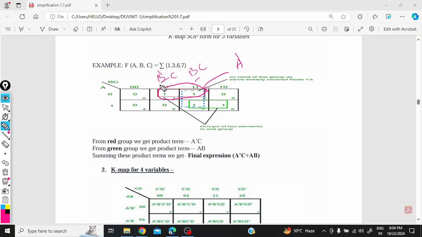Here b bar is changing from b bar to b, but c is remaining constant, so I'm taking a constant value ac. So in this particular group, the left hand side value is a, and on the top it is bc and bc bar. So b is the changing thing, so my final expression contains ac, a bar c plus ab as my final expression. Let's see with a four variable K map so that you will get more clarity about this.